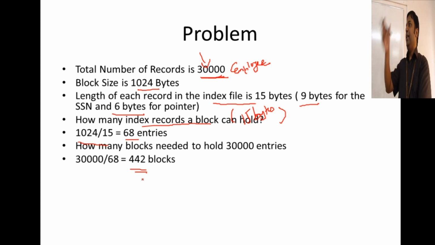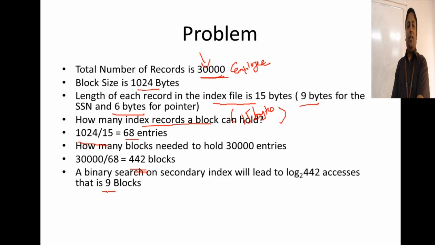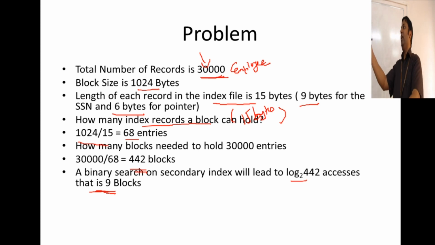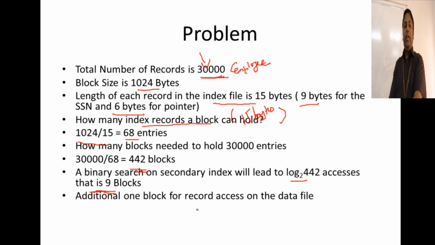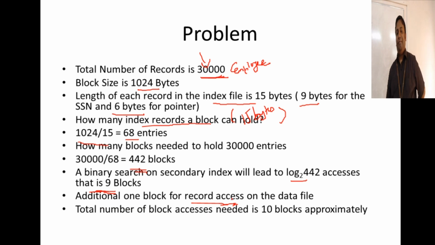So if I do a binary search on my secondary index, binary search is possible because secondary index is an ordered file. So how many blocks on an average I should access by performing a binary search? It is log 442 base 2, that is 9 blocks. That is the thing I'm going to perform on a secondary index. Plus 1, why you need that plus 1? To read the actual record from the block. So total number of block access here is 10 blocks.